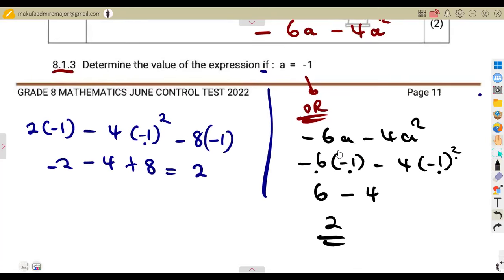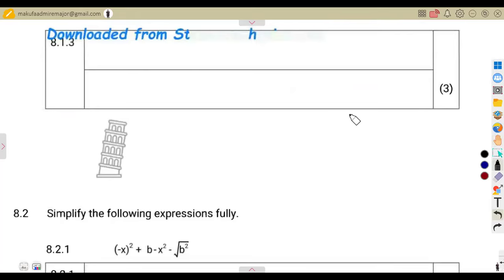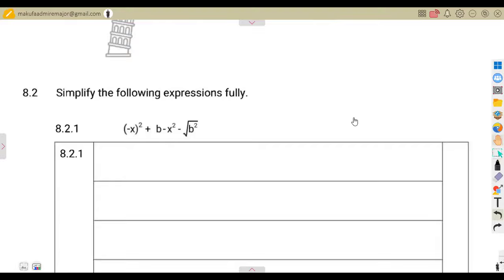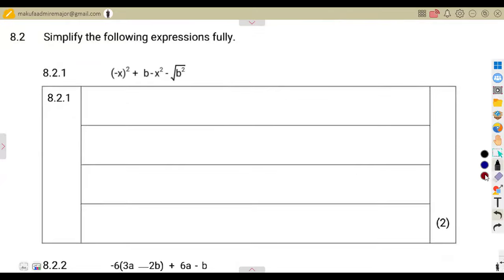So this is the working that you could have taken, either one of these. I don't know which one you were going to prefer to work from, the original part or not. So you put in your information. That is 3 marks for that. All right, 8.2, simplify the following expression fully.